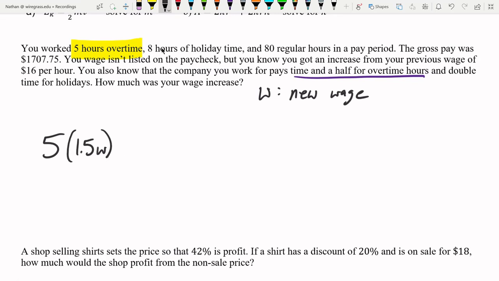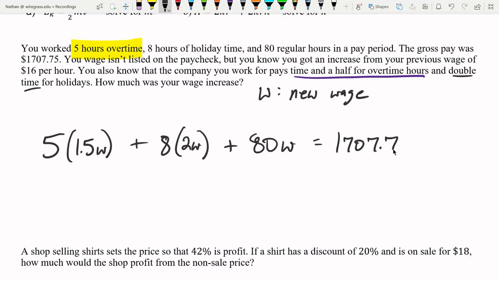The 8 holiday hours, so if we have 8 holiday hours, we make double time for that holiday hours. So it's really 2 times the wage. We make double our pay for that period. And then, of course, we have the 80 regular hours. 80 regular hours is just at the wage. It's not increased at all. And, of course, if we add these 3 together, this should equal our total earned, our gross pay for that period.